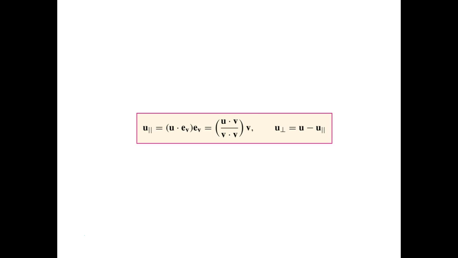Another way of writing this component is the dot product of u and v over the dot product of v with itself, times v. That to me is the basic one to remember, and you get this one off of that. And then u perpendicular is u minus u parallel. It's easy to calculate u parallel, and then it makes it really easy to calculate u perpendicular.